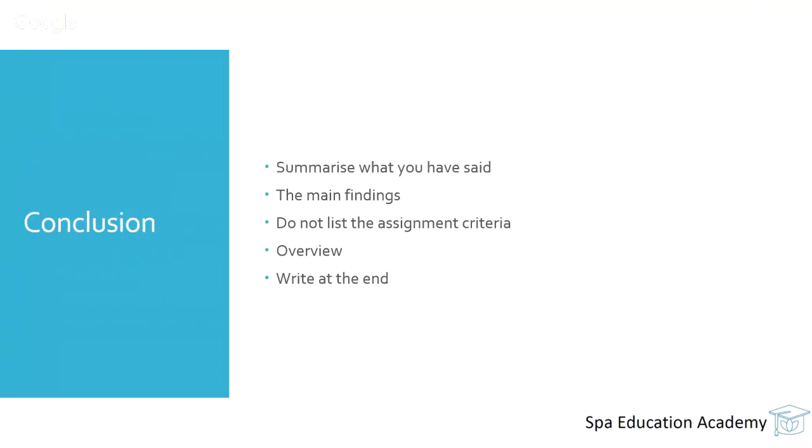Conclude your work, and you should be giving a summary of exactly what you found out, exactly what you've said, the main findings in the main body of your work. Again, do not list the assignment criteria. So don't list that this assignment seeks to evaluate and then just list exactly what I've asked you to cover. You're just putting your conclusion in your own words, giving an overview of the main topics, the main arguments, everything that you found out, giving a summary of that. So again, it's easier to write your conclusion at the end of your work because you won't really know what you've covered until you have covered it.